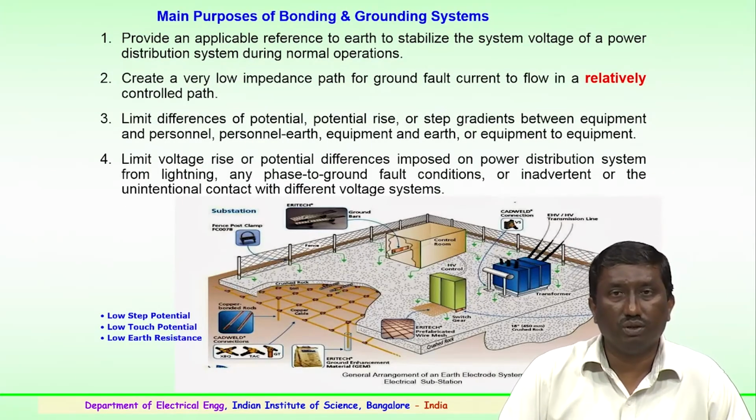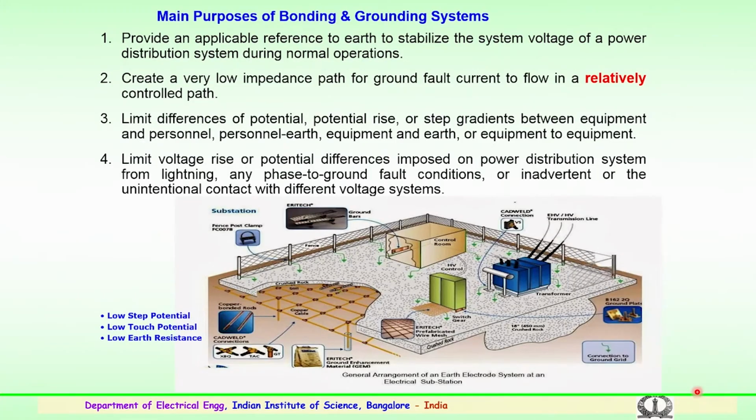The main purpose of the grounding or earthing system is to provide an applicable reference to the earth, to see that the entire power distribution system is stabilized under normal operations. During normal operations the rise in potential is not to be observed. That is one of the most important aspects, where the system should be stable and the reference to the earth properly connected.